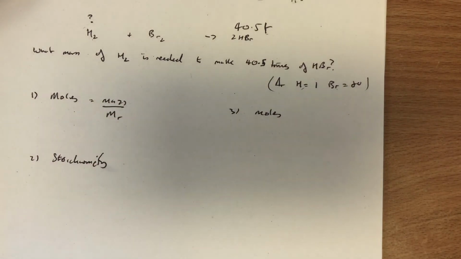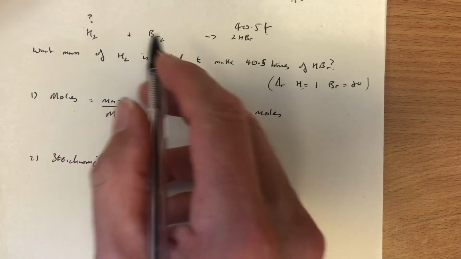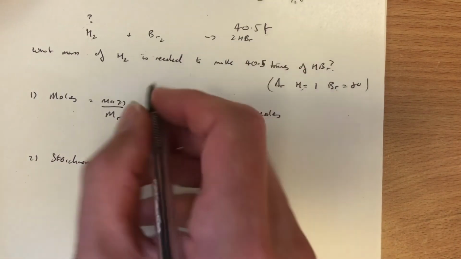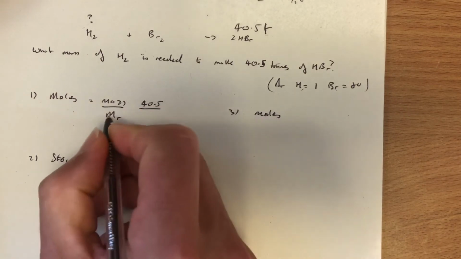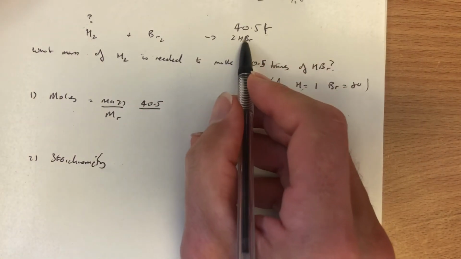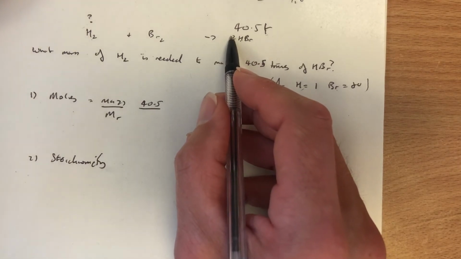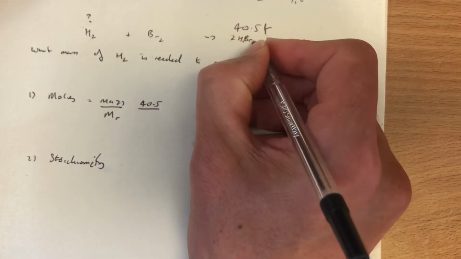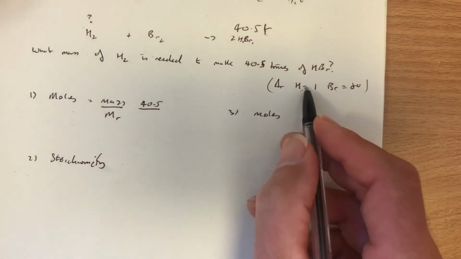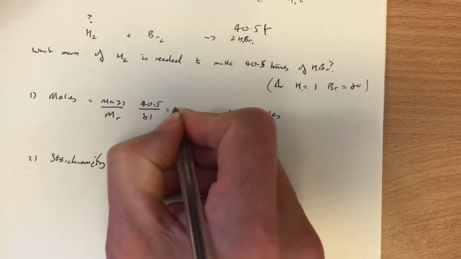Okay, so the first thing we need to do is work out the formula mass of whatever we've been given the mass of. Now in this case we were given the mass of hydrogen bromide, so 40.5 is the mass, and the formula mass, the Mr, well I've got one H and one Br in that. That big 2 is a stoichiometry number, so it's not a formula number. Formula numbers are little numbers, and the little number is H1Br1. Okay, so I've got one hydrogen, one bromine, therefore the formula mass is 81. 40.5 divided by 81 is half a mole.